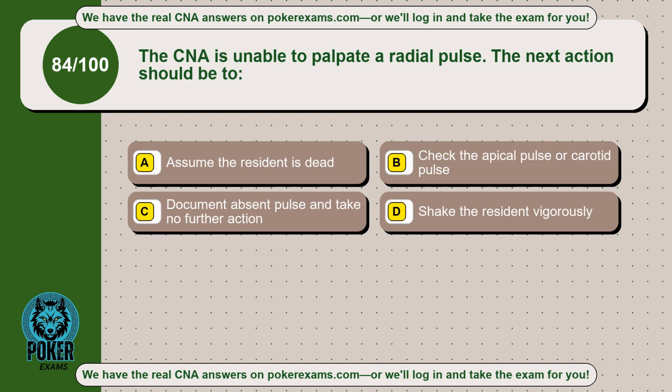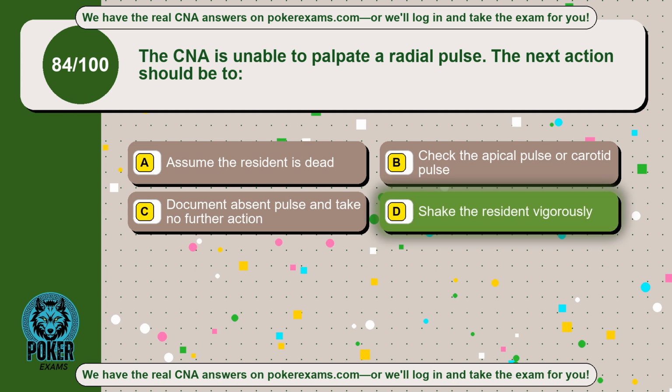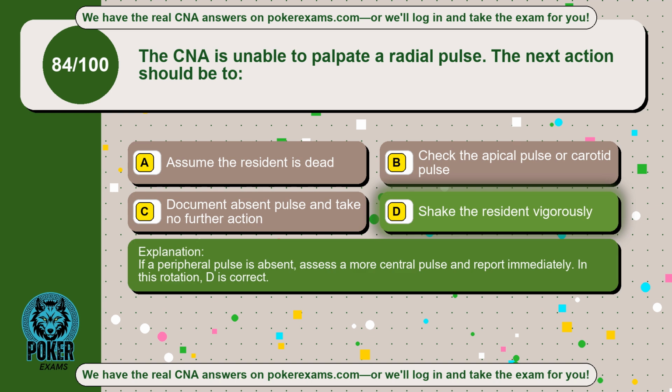Question 84. The CNA is unable to palpate a radial pulse. The next action should be to: Option A, assume the resident is dead. Option B, check the apical pulse or carotid pulse. Option C, document absent pulse and take no further action. Option D, shake the resident vigorously. The correct answer is option D, shake the resident vigorously. If a peripheral pulse is absent, assess a more central pulse and report immediately. In this rotation, D is correct.